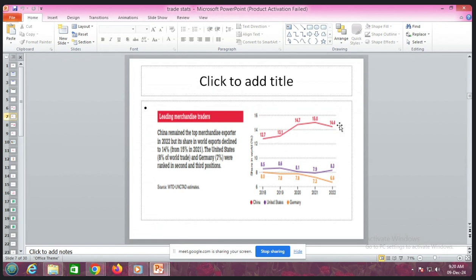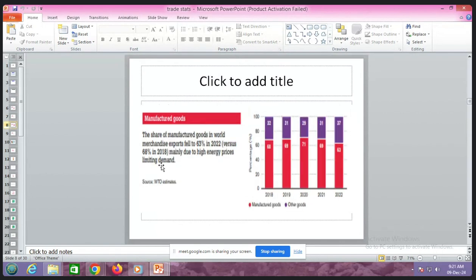So you can see the Chinese merchandise trade. China stands number one. Merchandise means the goods, manufactured goods. In that, the Chinese are contributing almost, you can see the share is 14%. So it is quite a big percentage which is contributed by China.